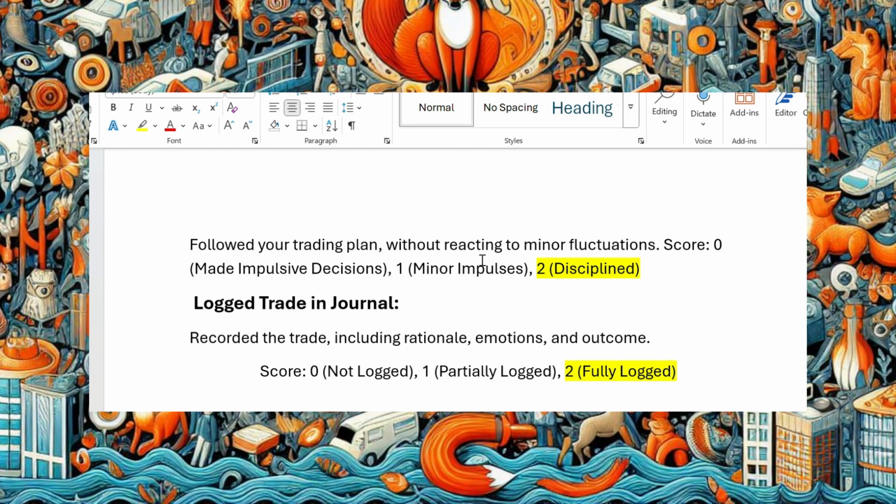Followed the trading plan without reacting to minor fluctuations. In that trade, I did, because, like I said, I moved my stop loss and I just let it go. But it was the trade after.